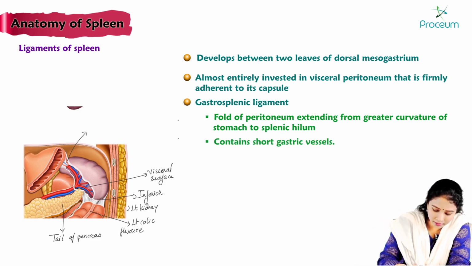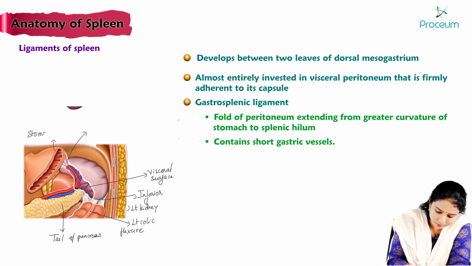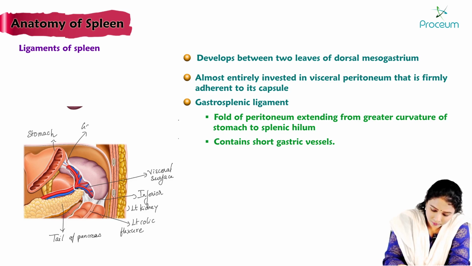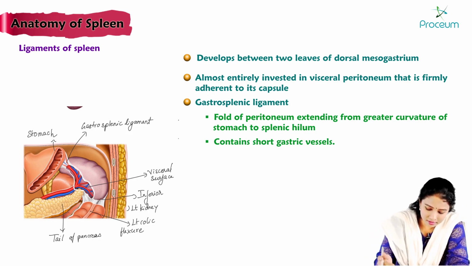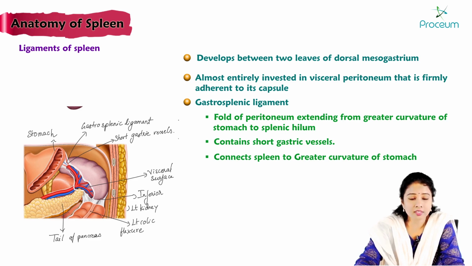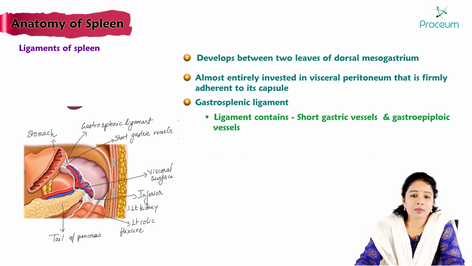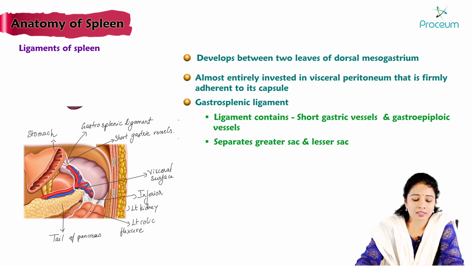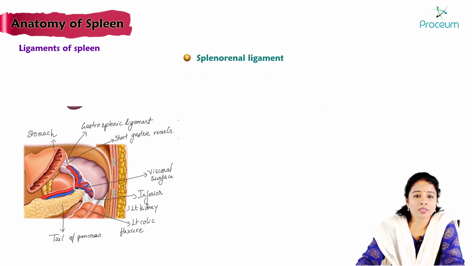So here is the cut end of stomach, greater curvature of stomach, and we can see the gastrosplenic ligament, which contains short gastric vessels, and it connects the spleen to the greater curvature of the stomach. The ligament contains the short gastric vessels and also gastroepiploic vessels, and it separates the greater sac and the lesser sac. So next, regarding the splenorenal ligament.